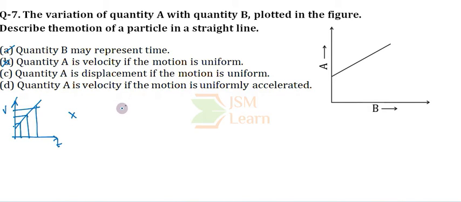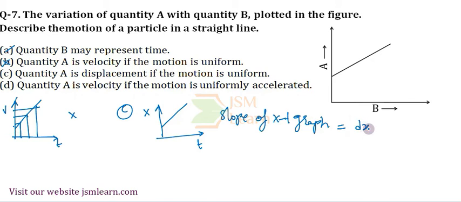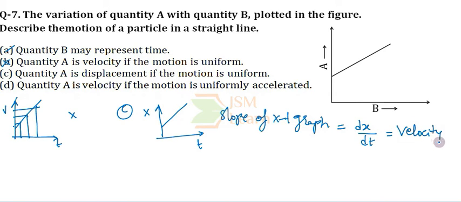Okay, coming to option C. Option C says that if the quantity A represents displacement and quantity B is time, then the motion is uniform. So in order to understand this, first you should know that the slope of the x-t graph always represents velocity, because the slope of the x-t graph is dx by dt. You are familiar that dx by dt is always equal to velocity. Then we can say that the slope of the x-t graph is always a velocity.